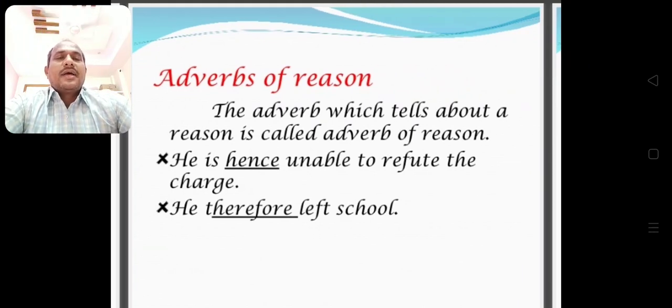See the adverbs of reason. The adverb which tells about a reason is called an adverb of reason. Here the adverb describes the reason. What is the reason behind this action? See the example. He is hence unable to refute the charge. So what is the reason here? Hence. He therefore left school. These are the examples of adverbs of reason.